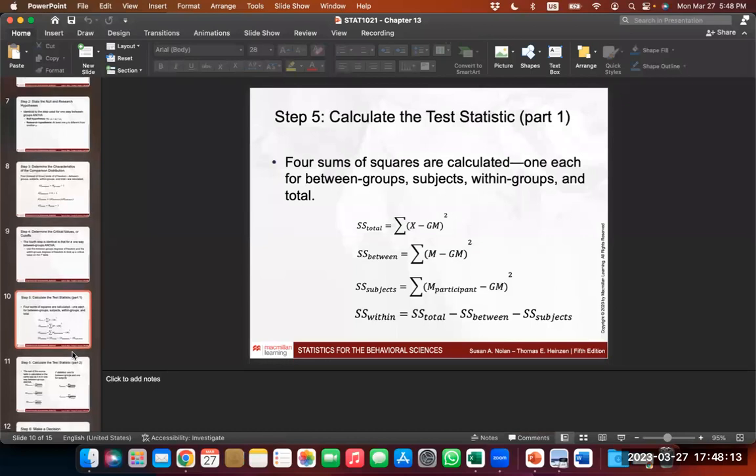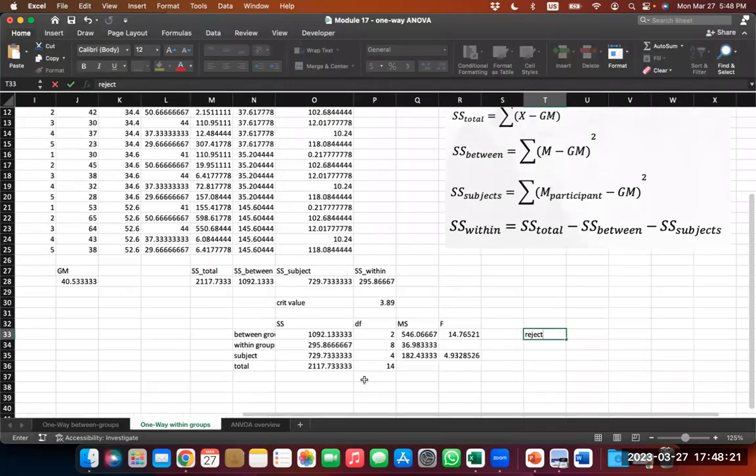Any questions? It's simple, right? It's not. So we have sum of squares total, sum of squares between, sum of squares subject, sum of squares within. So basically, you're lining this up in the same format. You're calculating the respective variance and then the respective F scores.